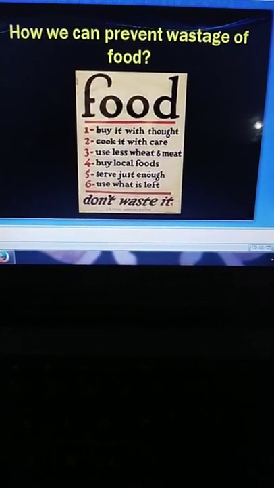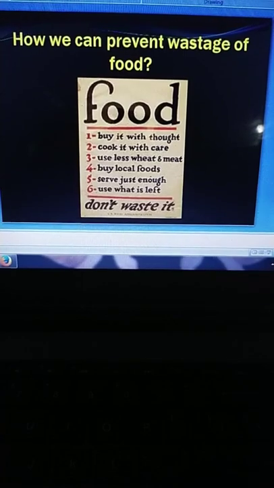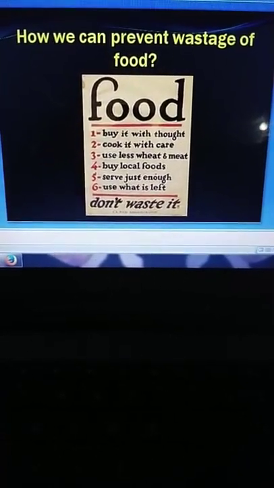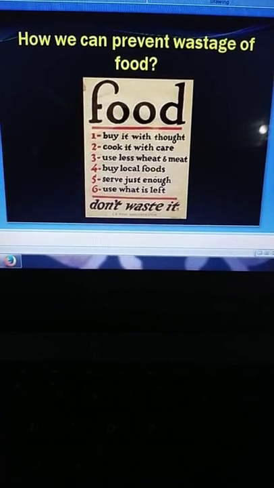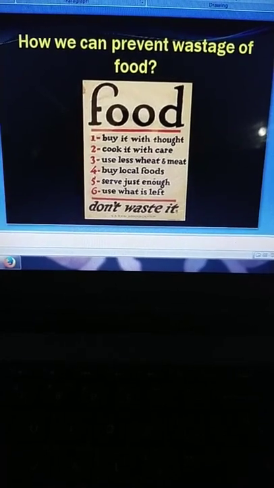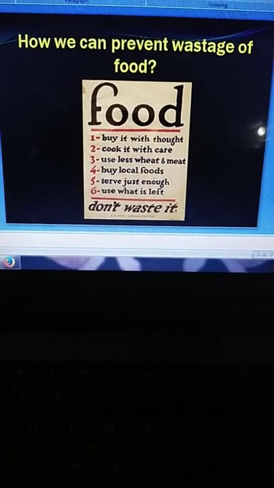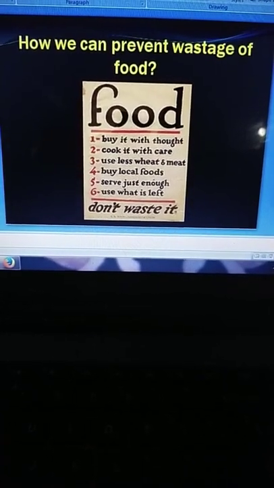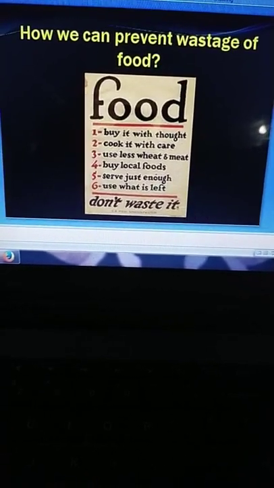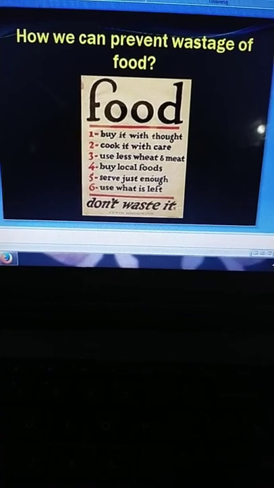How can we prevent wastage of food? So children, wastage of food we always do in our house or when we go to a party or some other celebration. But to prevent this also, it is in our hands. So the first point, buy it with thought. Yes, children, whenever you go to buy food items, plan before you buy. Buy that much as you need.